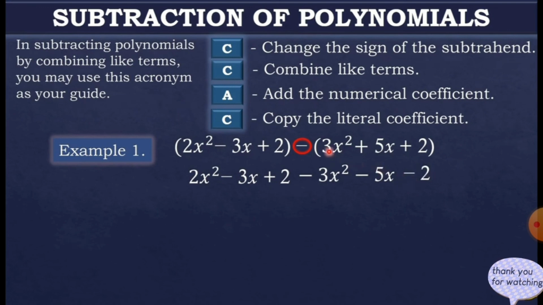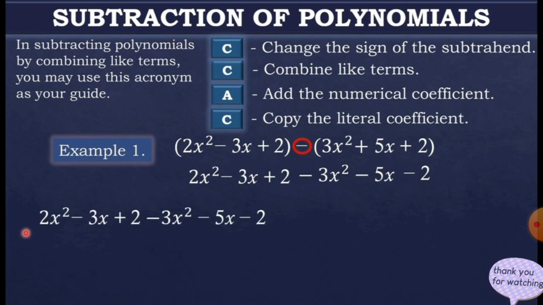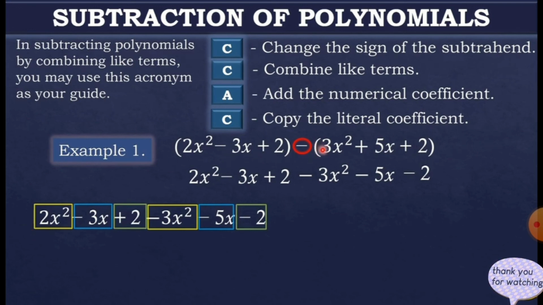So since we're done changing the sign of the subtrahend, we will proceed to the next step, finding the like terms. So here are the like terms, 2x squared and negative 3x squared. Then negative 3x and negative 5x, and then positive 2 and negative 2. So meron silang pares lahat. Okay, so since we know the like terms, dapat magkatabi yung like terms para mas madali yung gawin yung operation.